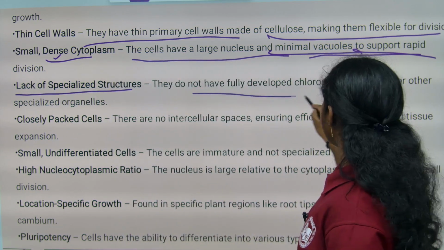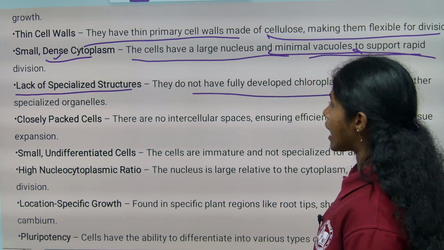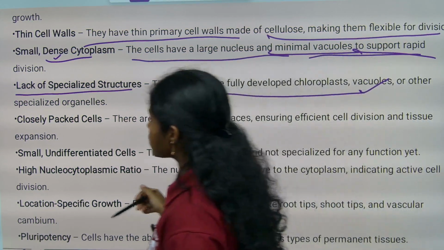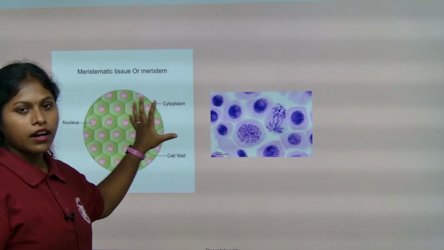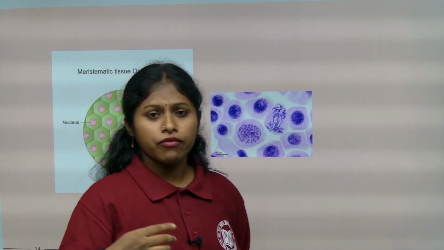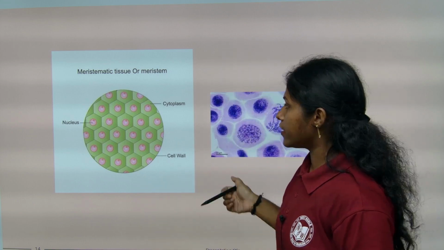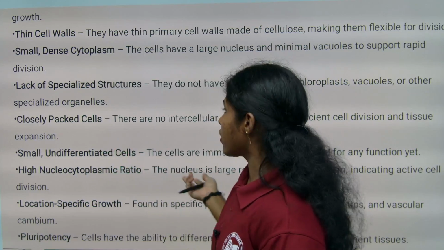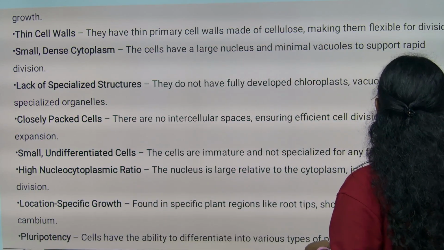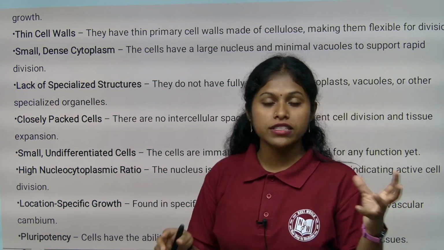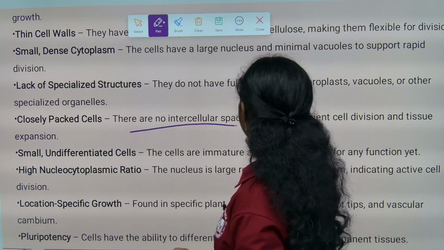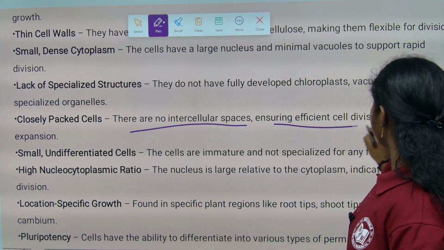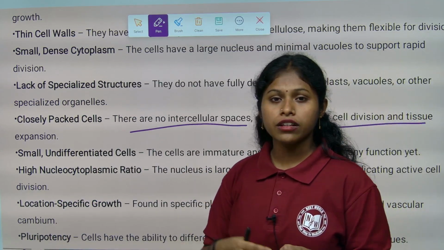They do not have fully developed chloroplasts, vacuoles, or any other special organelles. You see here in the diagram, are there any other cell organelles in these cells? No, there are no well developed specialized cell organelles here, right children? That is why they lack specialized cell organelles. They are also called closely packed cells because there are no intercellular spaces, ensuring efficient cell division, which makes the cell division faster.